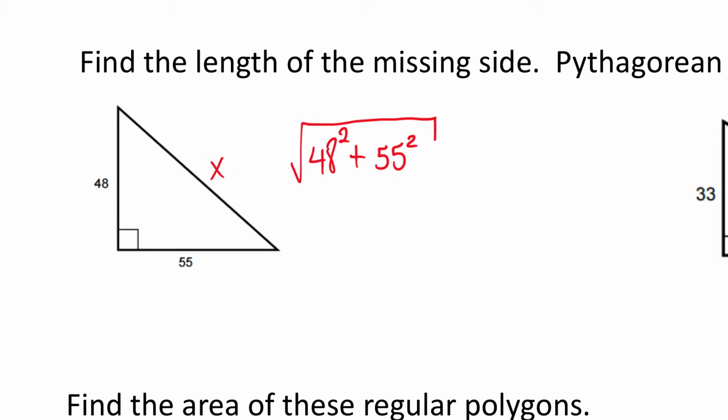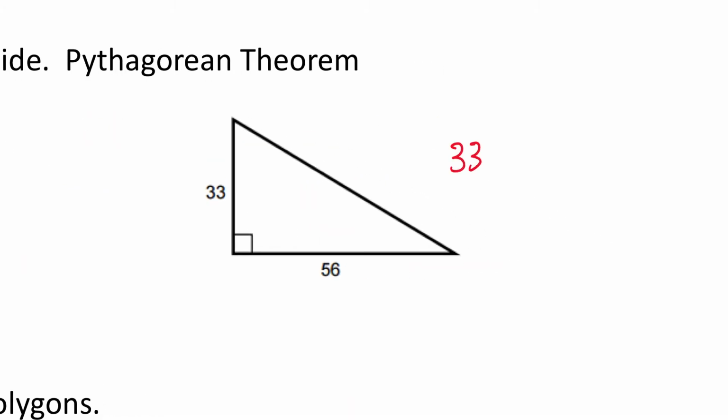So if you just plug this directly in your calculator, the square root of 48 squared plus 55 squared, what does that give you? It gives you exactly 73. This one's the same thing, 33 squared plus 56 squared, square rooted. What does that give you? 65. It gives you 65.